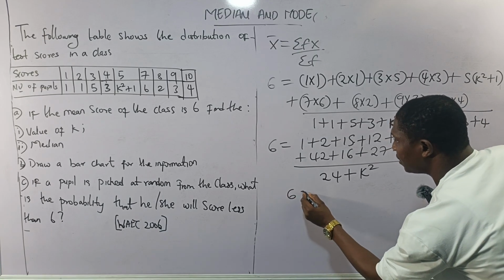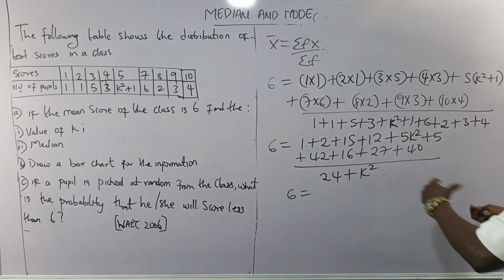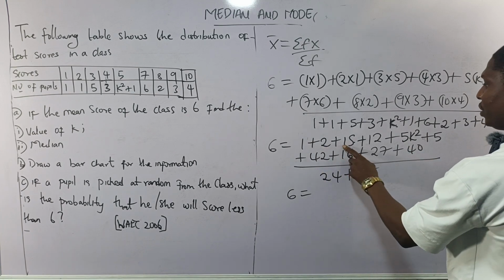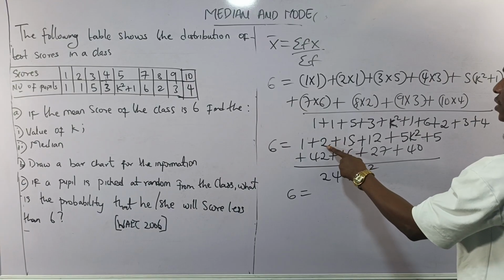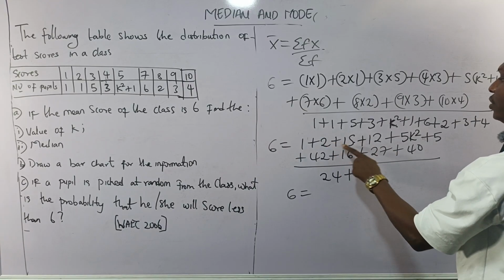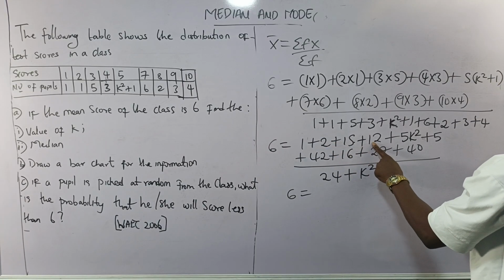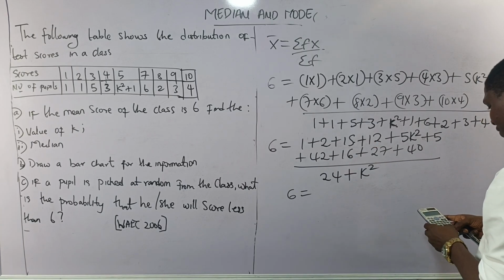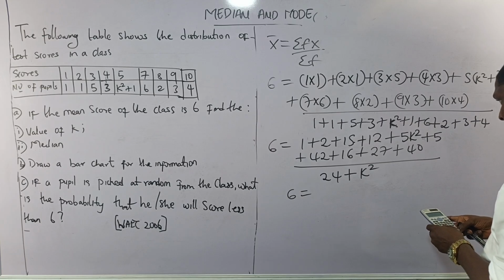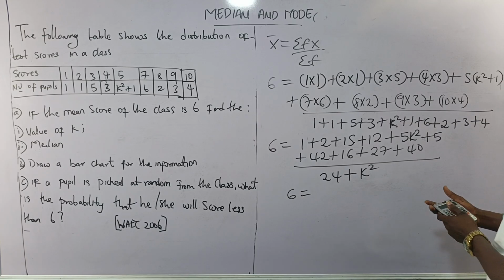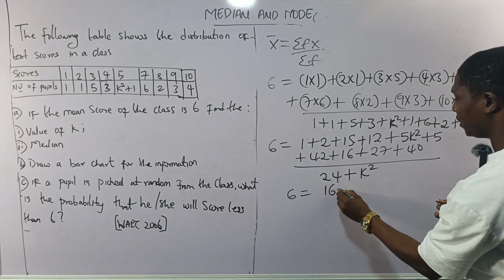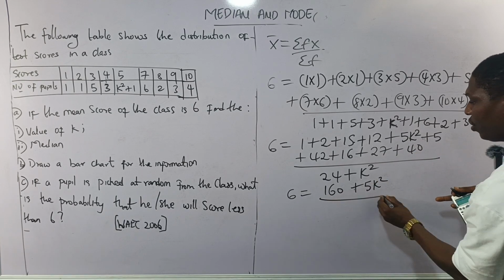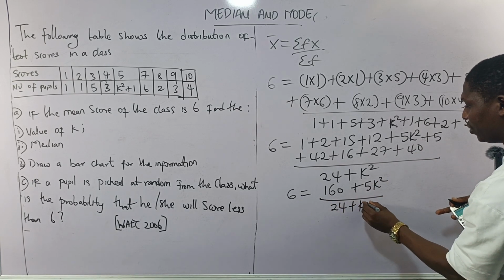So we have 6 equal to, so let's sum all this, excluding this 5k squared. So 1 plus 2, 3, 3 plus 12, 15, 15, 15, 30, 35, plus 42, plus 16, plus 27, plus 40. This gives me 160. So I have 160 plus 5k squared all over 24 plus k squared.